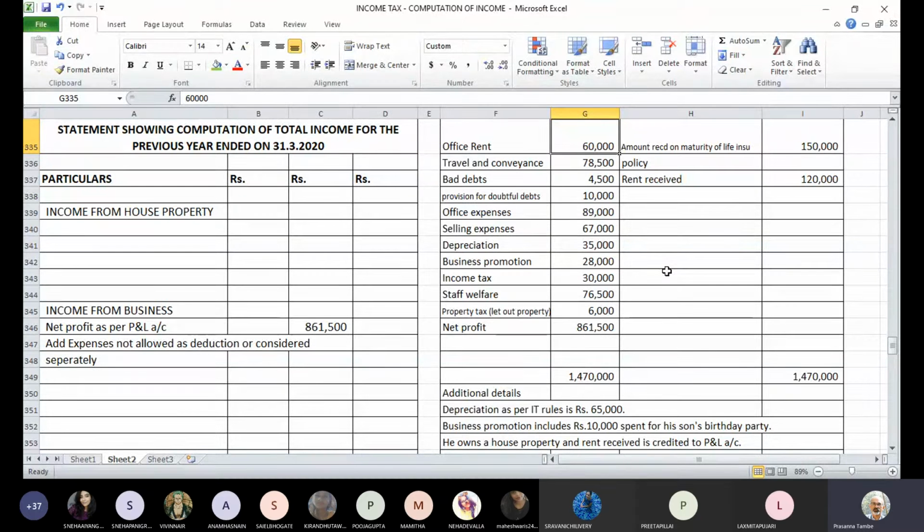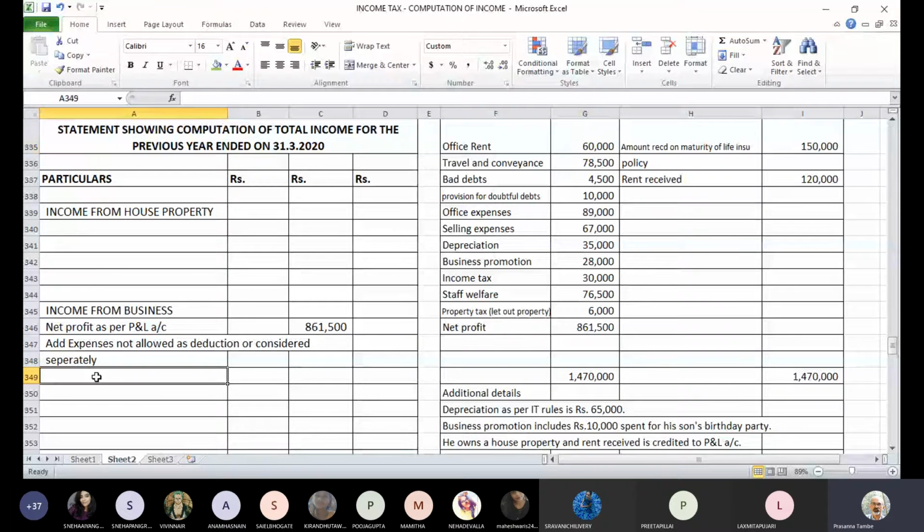If you have actually incurred the loss which is deductible and it has crystallized during the year, and if you make a provision, that may be allowed as a deduction. But provision for doubtful debts which is not crystallized during the previous year, there is no guarantee that the loss will actually arise, and it is not an actual write-off on account of bad debt. We cannot allow provision for doubtful debts as a deduction. So we will add back this item.